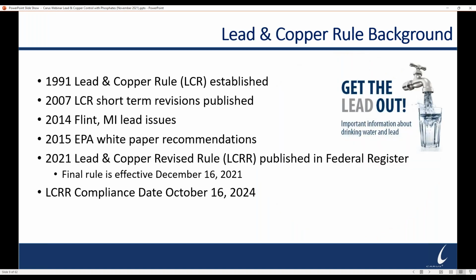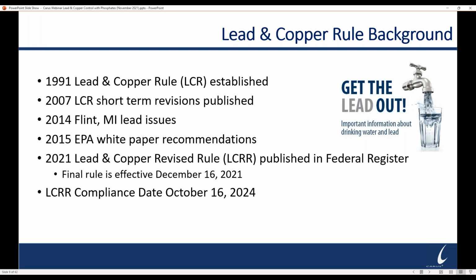So as far as regulations, by far the largest one that you have to comply with is the Lead and Copper Rule. The original Lead and Copper Rule was established in 1991. In 2007, there were some short-term revisions published that updated some of the language that you would use. In 2014, Flint, Michigan hit the national news with their issues with lead in the distribution system. In 2015, the EPA had some white paper recommendations. And then at the beginning of 2021, the Lead and Copper Revised Rule was published in the Federal Register.